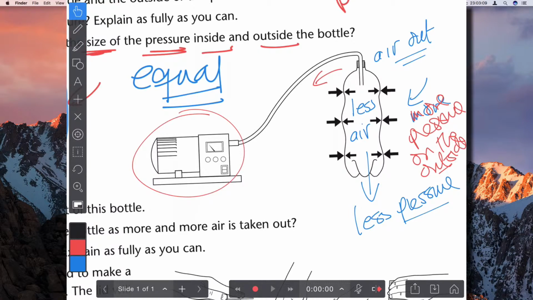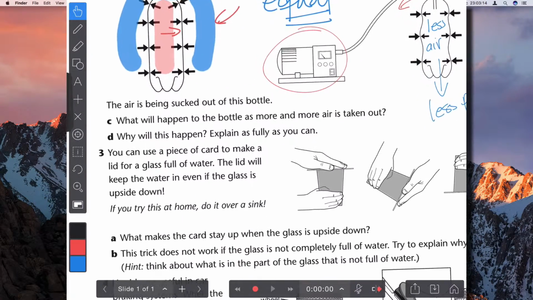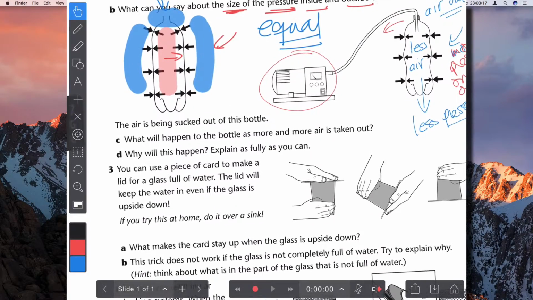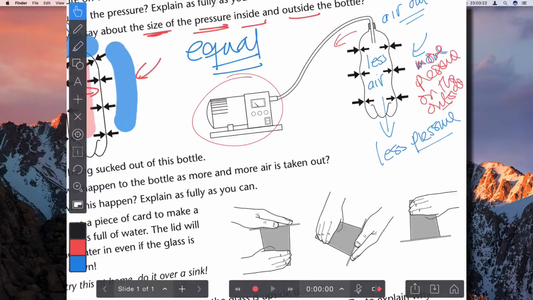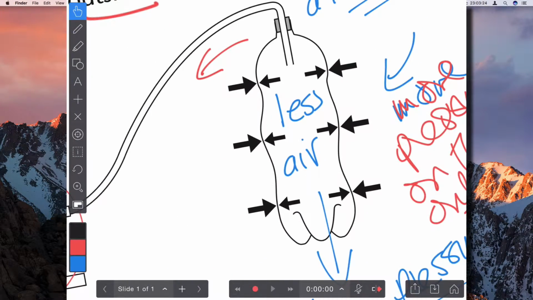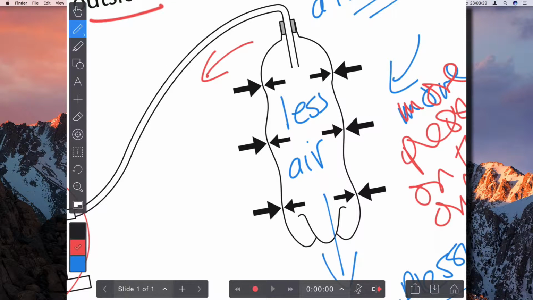Let's see what the question actually asks. Why will this happen? I think I've explained that. Because there is less air on the inside, there are less particles bombarding the inside of the container, so less pressure. On the outside, however, there's still the same amount of air and the bombardment is still the same, and so you've still got the same atmospheric pressure on the outside.